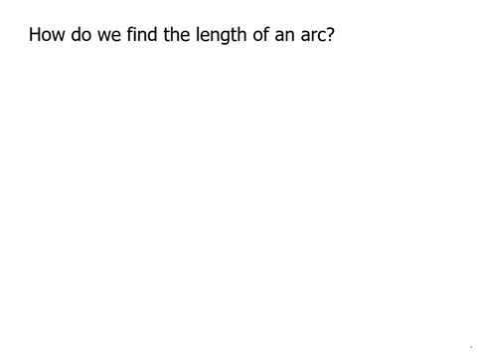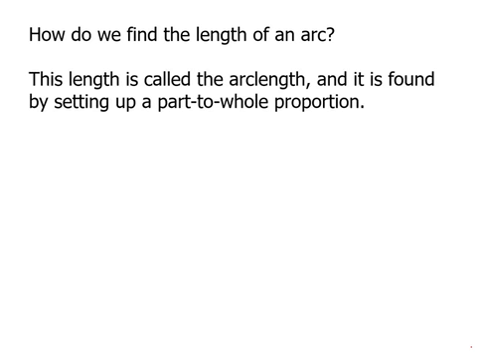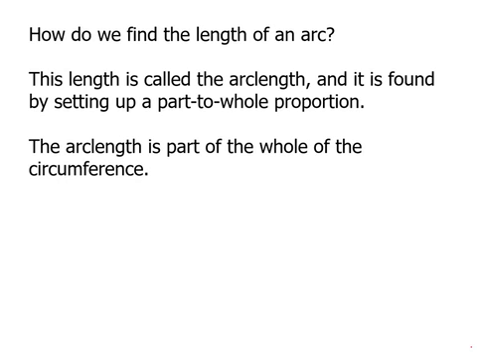How do we find the length of an arc? The length is called the arc length, and it is found by setting up a part-to-whole proportion. Remember that a proportion is an equation of the form fraction equals fraction. So we're going to have part over whole equals part over whole. One part over whole is going to be the arc length. The arc length is part of the circumference. So it's going to be the arc length over the circumference.